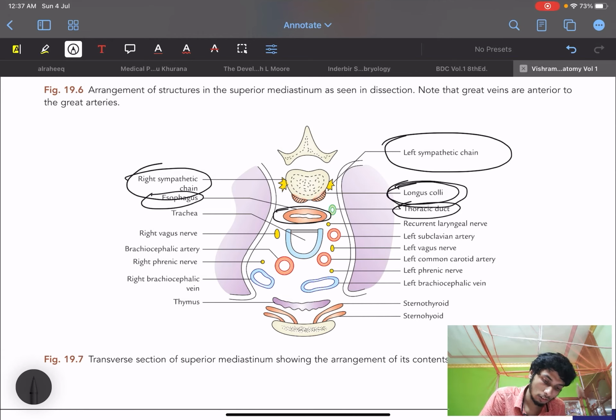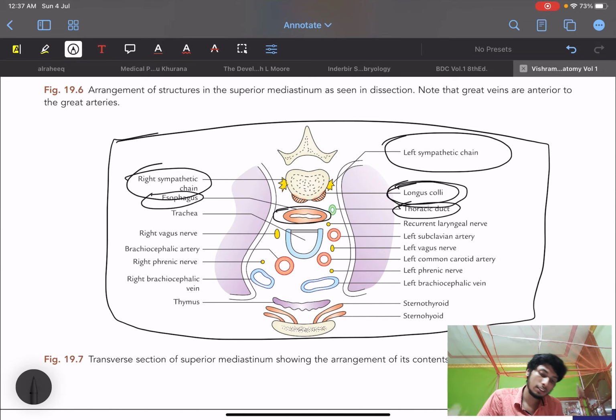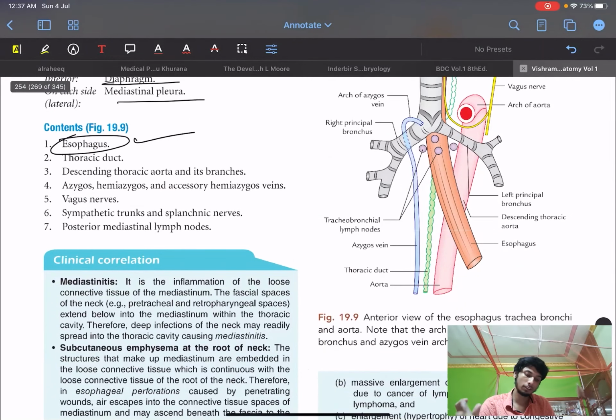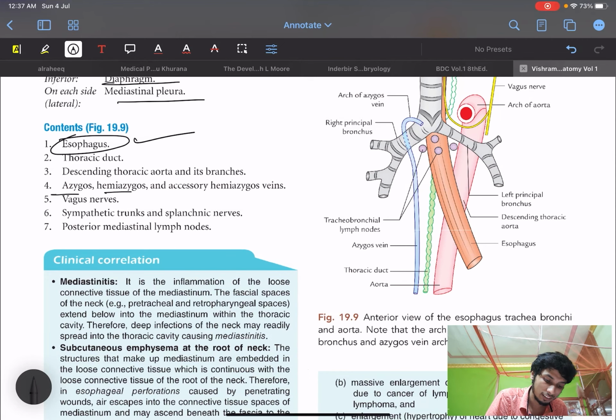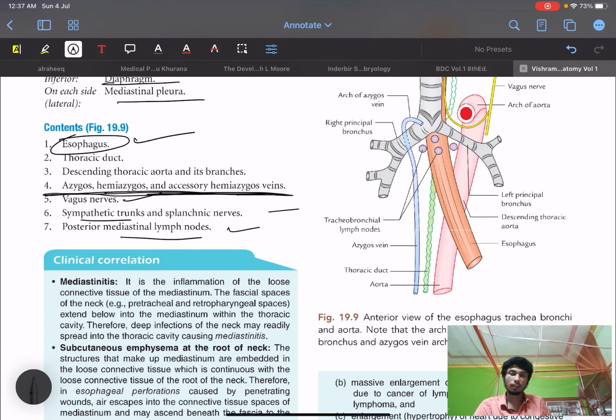Through this image, you can easily remember all the contents of the anterior, middle, and posterior mediastinum. With this, remember the azygous vein, hemiazygos vein, all these azygous veins, vagus nerves, sympathetic nerves, lymph nodes. All this you have to remember. In the next session we will discuss the clinical aspects of the mediastinum. Okay, done.